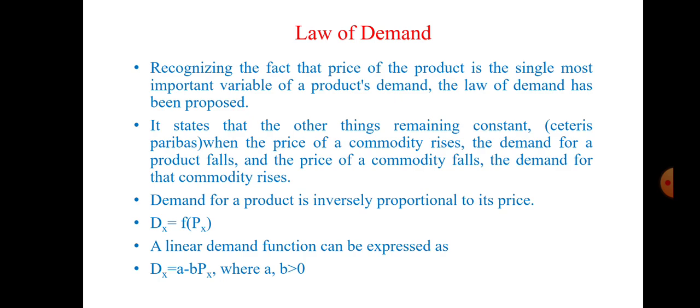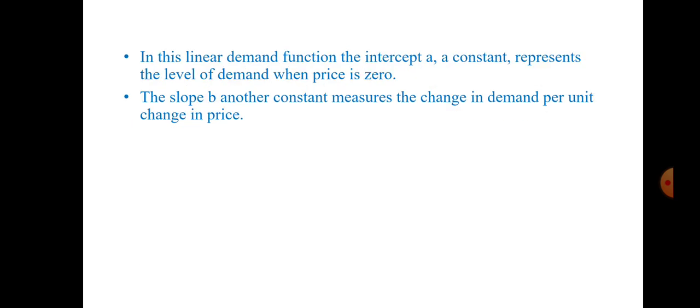It states that, other things remaining constant, that we call ceteris paribus, when the price of a commodity rises, the demand for the product falls, and when the price of a commodity falls, the demand for the commodity rises. Demand for a product is inversely proportional to its price, that is Dx = f(Px). A linear demand function can be expressed as Dx = a - b Px, where a is a constant and b is assumed to be greater than 0. So by keeping all these constant, the law of demand is expressed.